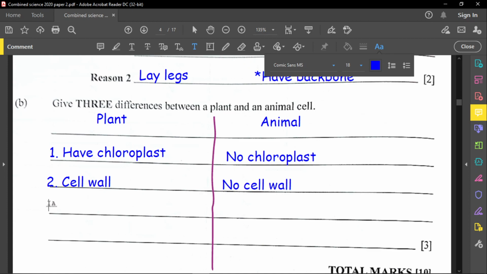Another difference is that plant cells have one large central vacuole, a centrally located vacuole. And for animal cells, they have more than one vacuole. So for animal cells, more than one vacuole.